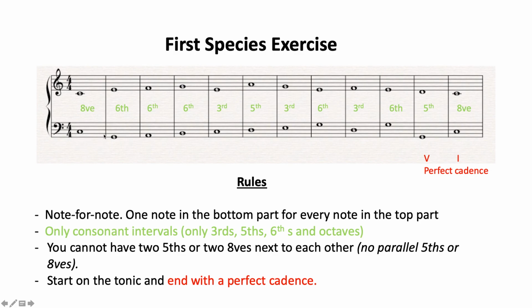We've got a C at the very beginning, and I've ended on a perfect cadence. So we've got a 5, the dominant note to the tonic note, in the last 2 bars. So that is an example of a first species counterpoint exercise. That's an example of a bit of first species counterpoint. I hope that's helpful.